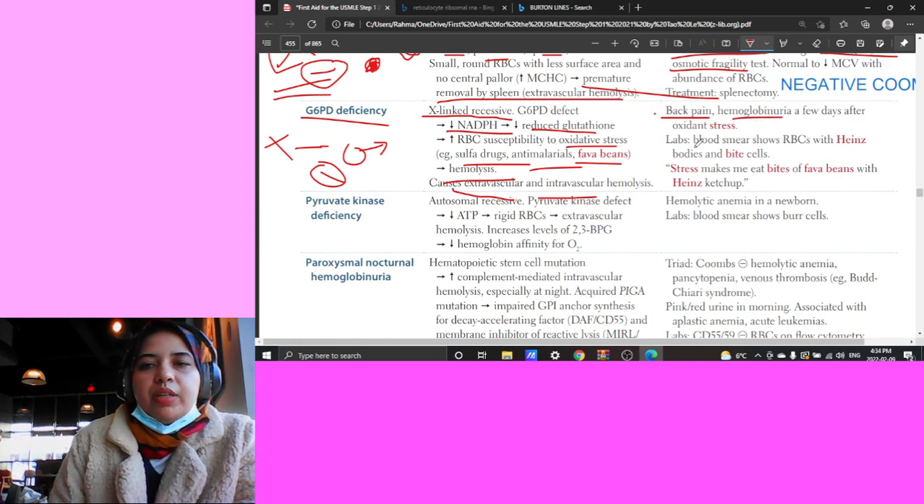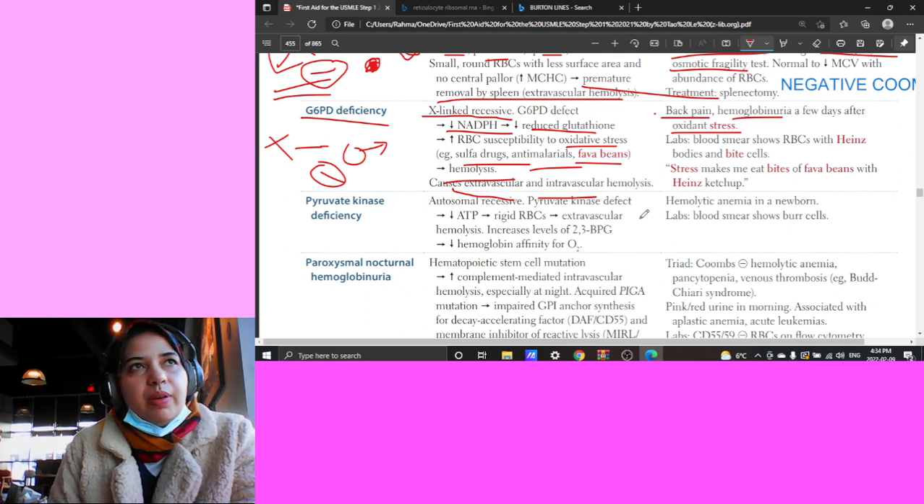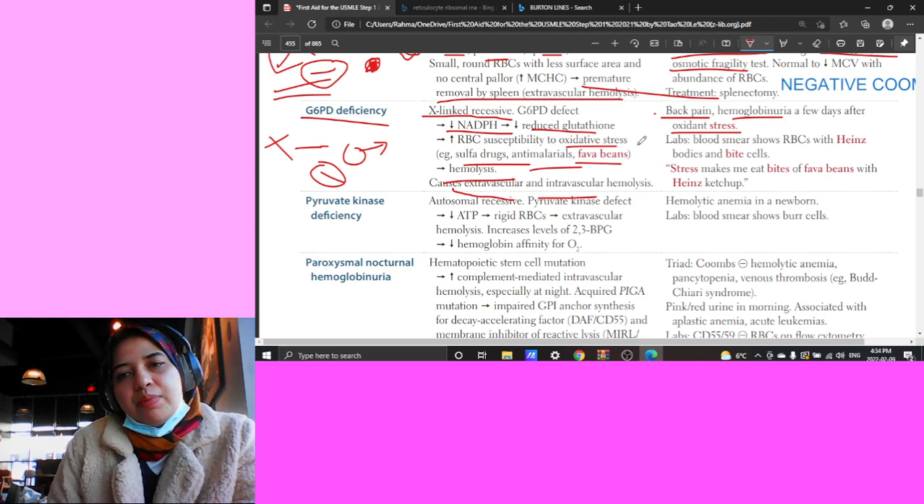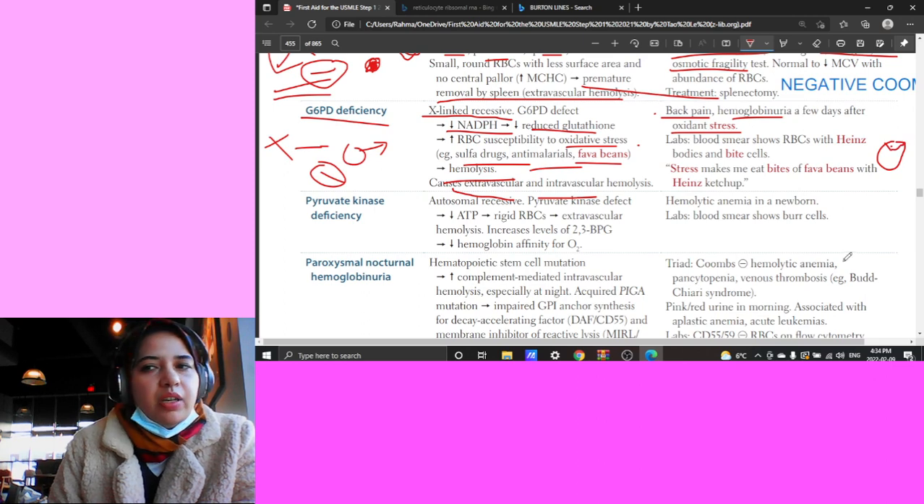You're going to have hemoglobinuria a couple days after the oxidative stress. You're going to have a child who got sick, the mother gave them whatever antibiotics, and then they have jaundice or hemoglobinuria. You want to think G6PD deficiency. The labs are going to show, remember, we have the Heinz bodies, the denatured hemoglobin here. That's your Heinz body. The spleen came and took a bite out of it. You're going to have your bite cells, the Heinz body cells.